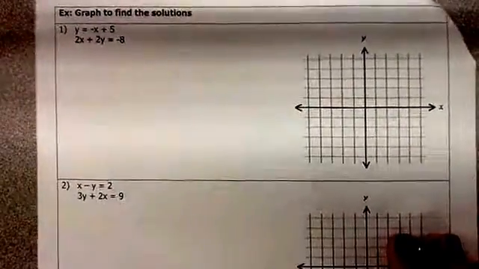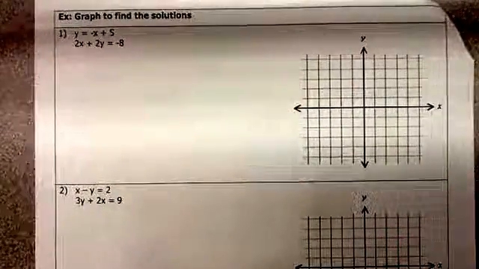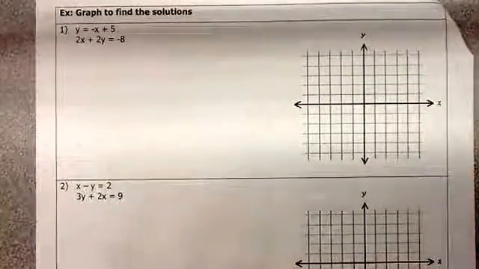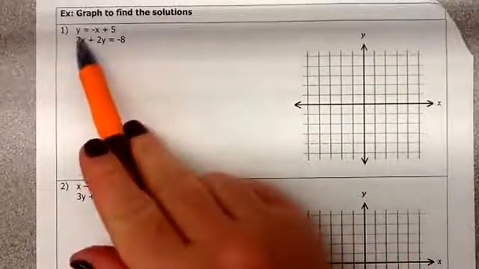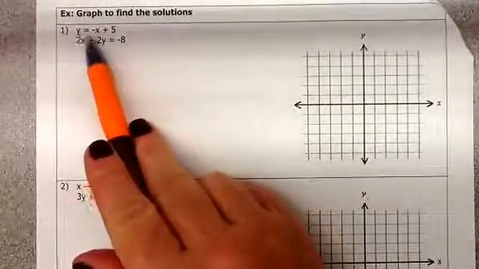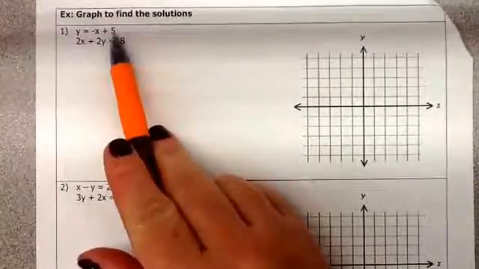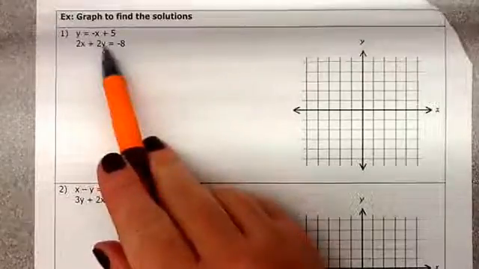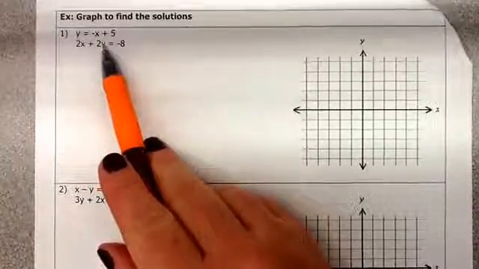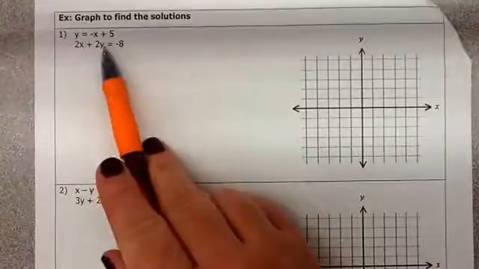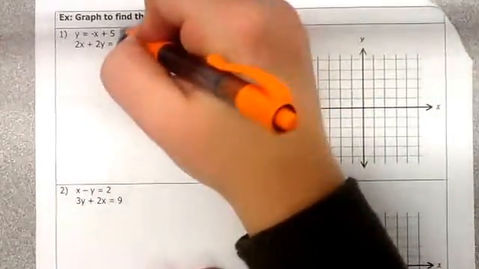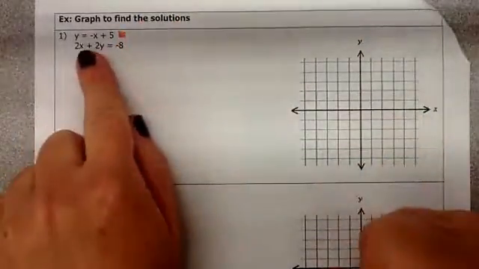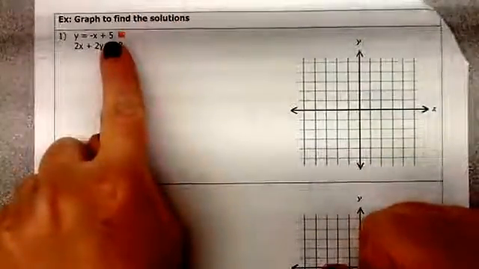Now we're going to graph and find the solutions on our own. When we graph, we need to decide if we're going to use slope-intercept form. If the y and x are on opposite sides, or y equals mx plus b, we can graph in slope-intercept form. And then here, since x and y are on the same side, we could rewrite it in slope-intercept form, or we could use x and y intercepts. So for the first one, I'm going to use slope-intercept form, y equals mx plus b.